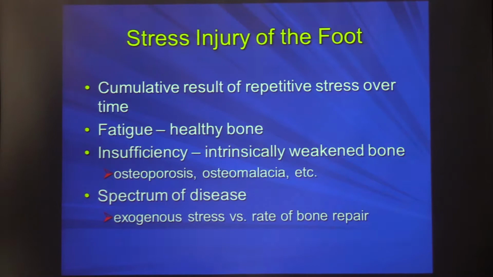Now, stress injury is where MRI excels, and has very much, at least in the United States, supplanted scintigraphy for evaluation. And as you know, stress injuries are the cumulative result of repetitive stress over time. In a healthy bone, we consider them to be fatigue fractures, an intrinsically weakened bone, insufficiency fractures. And again, what we observe on imaging is the spectrum of disease, kind of the battle between exogenous stress and the rate of bone repair.